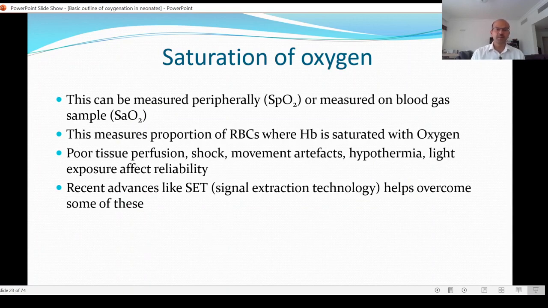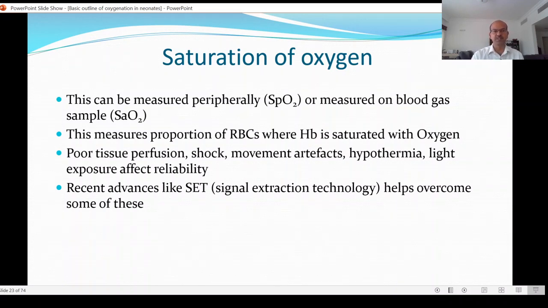Most important monitoring tool we use for oxygen is the oxygen saturation, and as we discussed in the previous video, it is a reflection of how much of the hemoglobin that is available is saturated with oxygen. So the oxygen content also depends on the content of hemoglobin, not just on the saturation of hemoglobin, and both are important components. So the saturation can be measured peripherally, as we use on a saturation monitor, when we call it SpO2, or it can be measured on the blood gas, where it is a measured sample, SaO2.